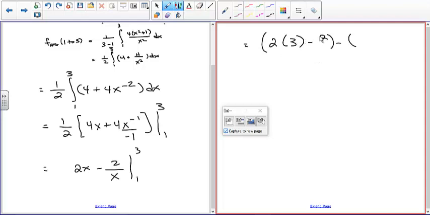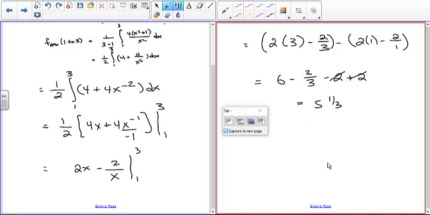So it's 2/x, and here we have 2 times that minus 2/1. So that's equal to 6 minus 2/3 minus 2 plus 2. Those will cancel out, right? So you get 5 1/3, which is going to be equal to, I'll just put 5 1/3 in there. Okay, so that's the average value. That looks a little more reasonable.